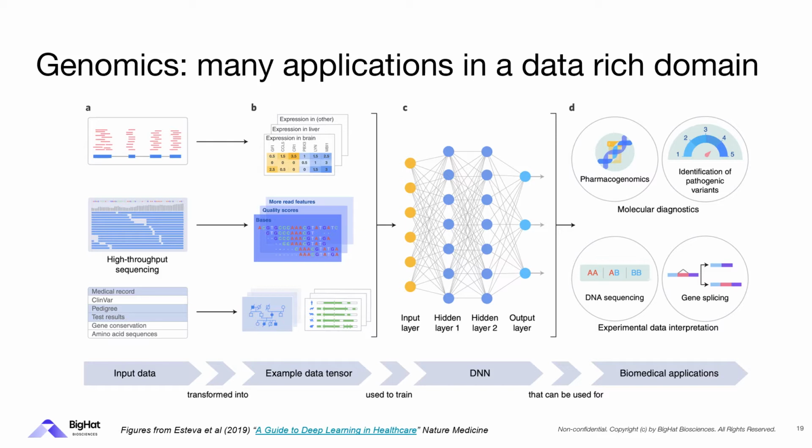to disease. And these are all done, again, using these deep neural networks trained on a variety of different types of problems, as I was saying, all the way from experimental data interpretation to identification of pathological mutations and things like recommending different drug therapies based on different variants in your genome.